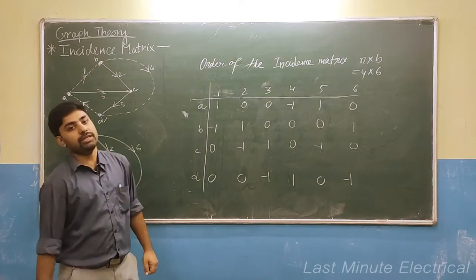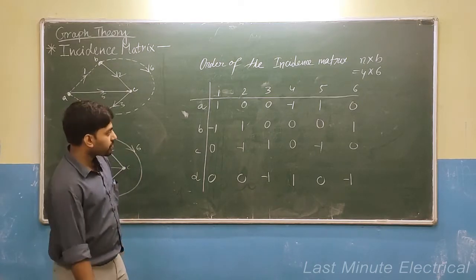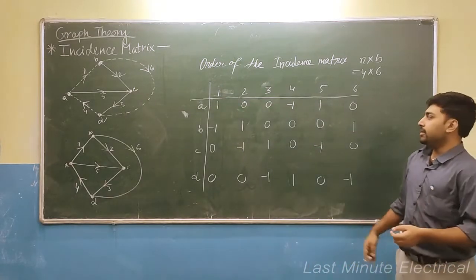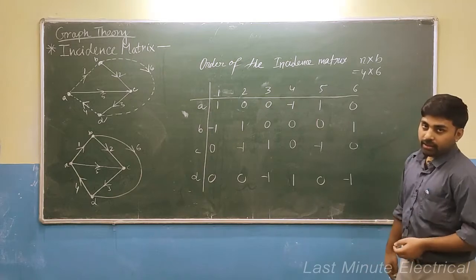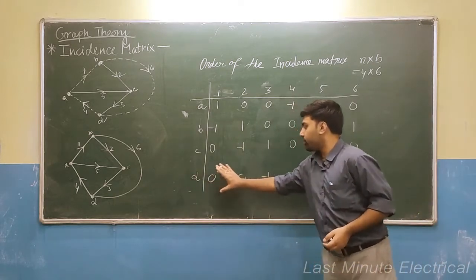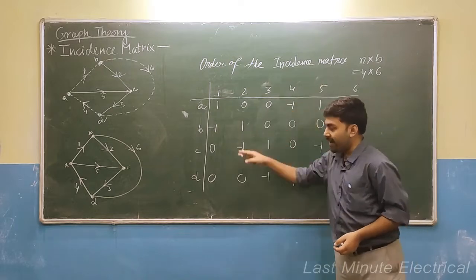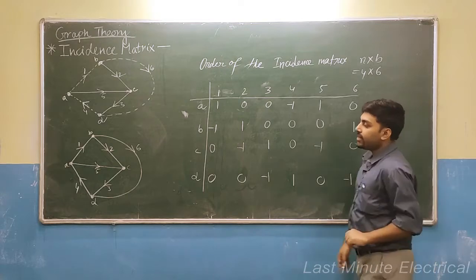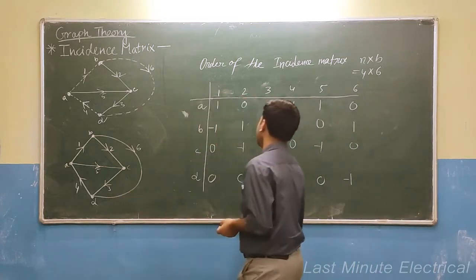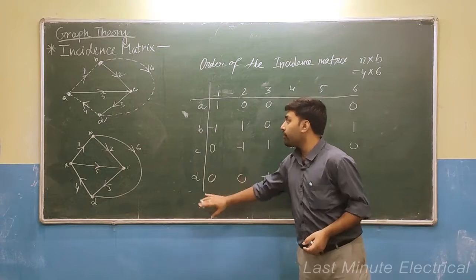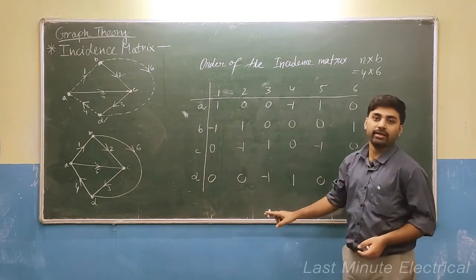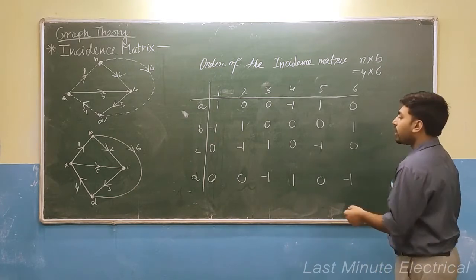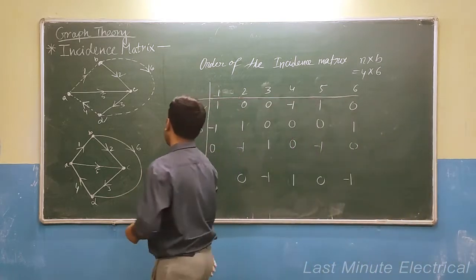Now what is the reduced incidence matrix? See, the reduced incidence matrix is, if I remove the last row from this matrix, it will become the reduced incidence matrix. So now your reduced incidence matrix is, if I remove this last row from this incidence matrix, it will become your reduced incidence matrix. Okay. So what will be your reduced incidence matrix?